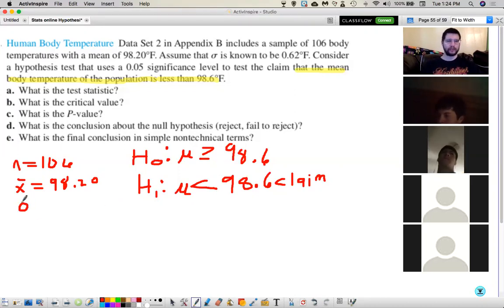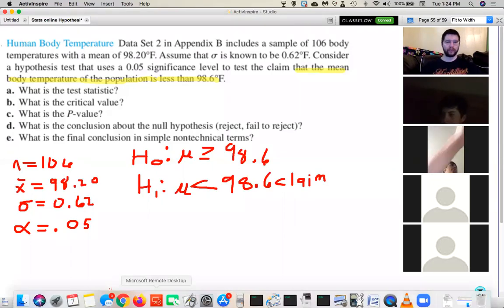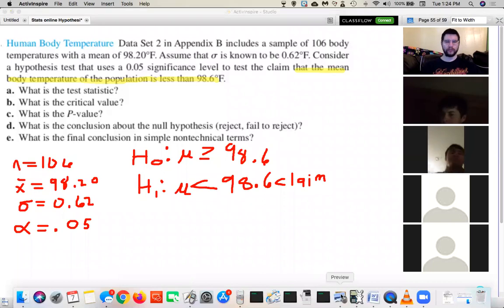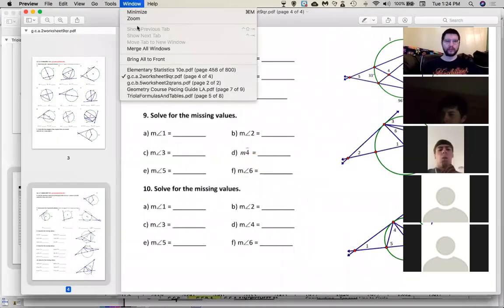Sigma is given to us. That's our population standard deviation, 0.62. Consider a hypothesis test that uses a 0.05 significance, so that's alpha, 0.05. And now we should have everything we need. Let's grab our formula from the formula sheet. That's geometry, sorry.